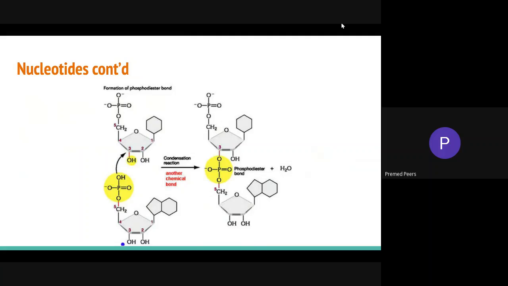Does anyone have any questions? I do have a question I want to ask everyone. Do you know why they call it a condensation reaction? It's because you release a molecule of water when you join the phosphate and hydroxyl group. Correct. Right. Awesome.